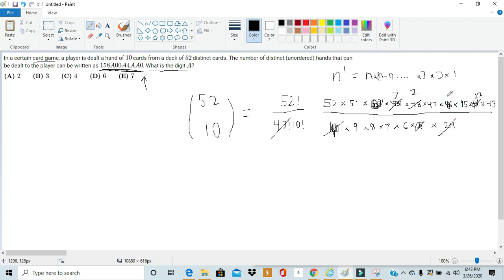46 leaves us with 23. And 52 leaves us with 26. Next, we see we have a 9 on the denominator, and we have a 45 here. So let's just get rid of that and put a 5 on top. And finally, we have a little 6 down here. Once again, no pure multiples of 6 up here, but we can take a 3 from 51 and a 2 from 26, giving us 17 and 13.